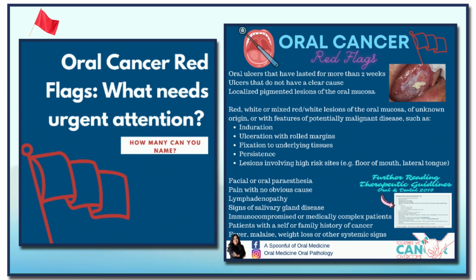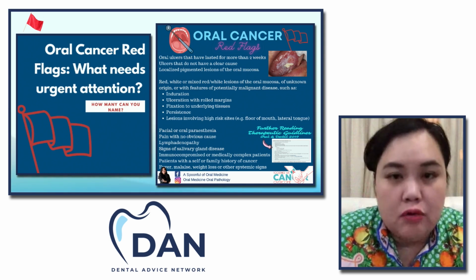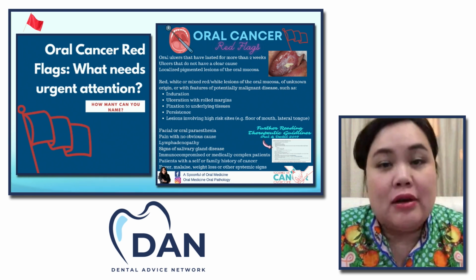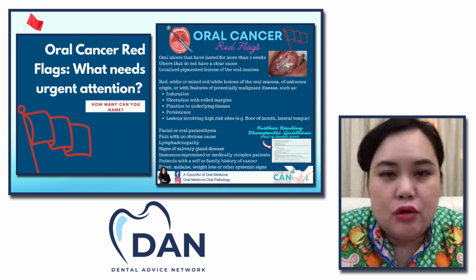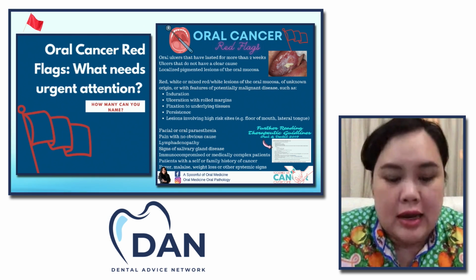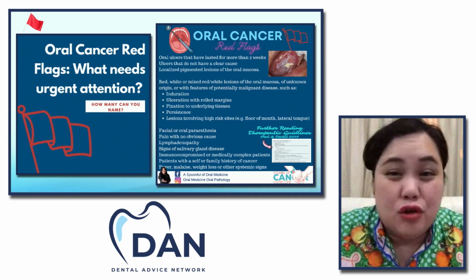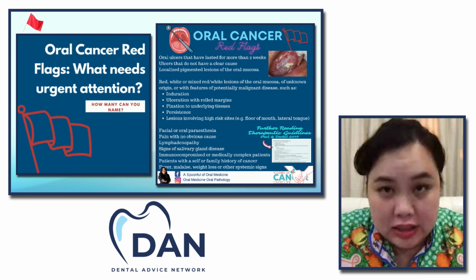So what are some of the oral cancer red flags? And there will be a table, I'm sure, in the new therapeutic guidelines as well. In general, the things that we're looking for are anything that has persisted without a known cause. So an oral ulcer that has persisted for longer than 2 weeks, ulcers that do not have a clear cause, localized pigmented lesions of the oral mucosa, and any sort of red, white, or mixed or ulcerative lesion that is indurated, fixed, has rolled margins, isn't healing, and you don't know why it's there. It involves a high-risk site of the mouth, which is basically the floor of mouth and the tongue.